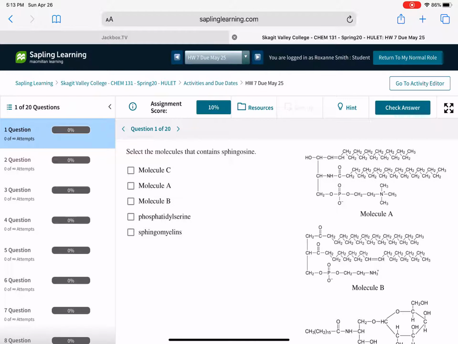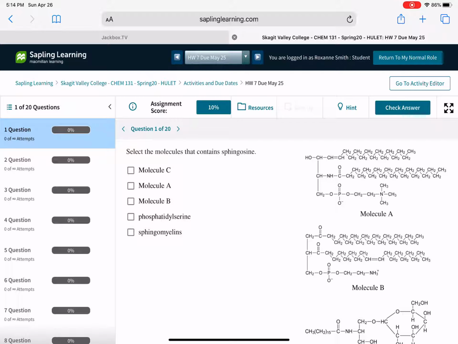We're starting by looking at the first 18 problems on homework 7, which might seem kind of weird to you, but this is all stuff that we did last week. There isn't anything new in these problems, which is why we're going to start with them. And there are some parts that I want to talk about with you, some things that might be kind of confusing, starting with the very first question, which is asking you to select the molecules that contain sphingosine.